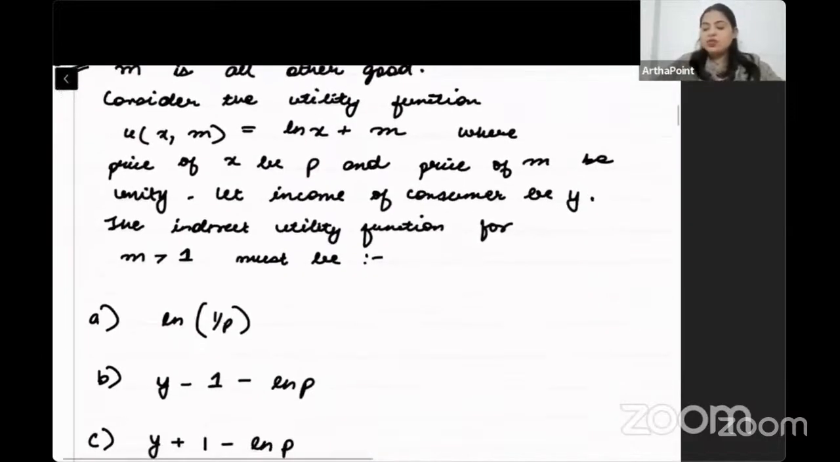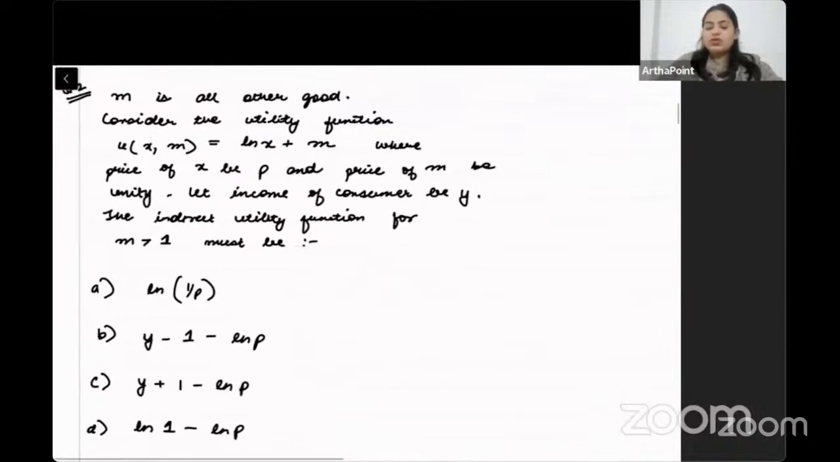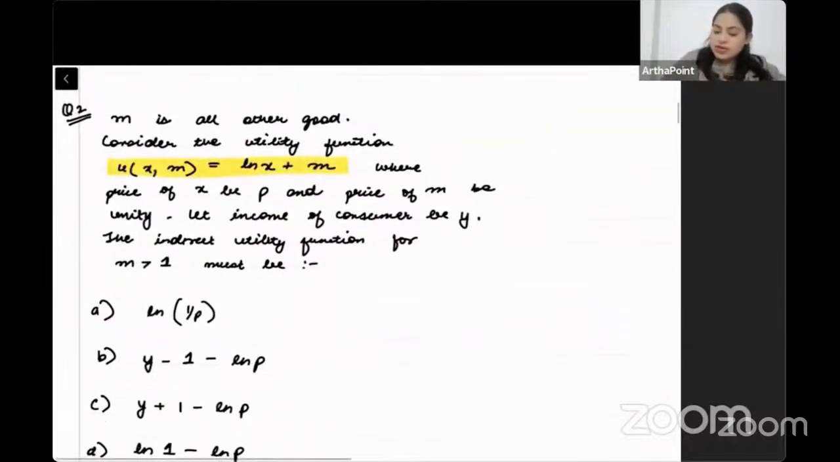Again, I am giving you 5 minutes to solve this question. Everybody start solving it. You are given that the utility function of the consumer is ln x plus m. This is also an MCQ question, because I have added all types of questions.